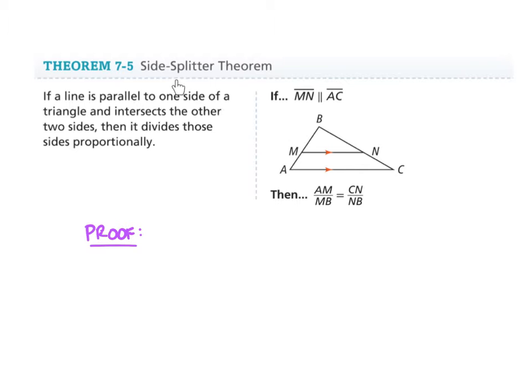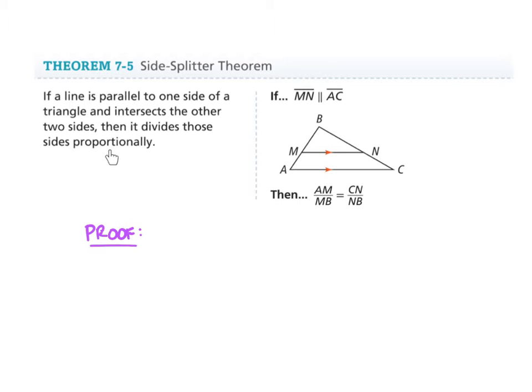It's just that it's kind of describing what's happening in the situation. What we're doing in the side splitter theorem is we're taking a line parallel to one side of a triangle and using that line to intersect the other two sides. So you can see we have segment MN, which is parallel to segment AC. We can see the mark showing that it's parallel, and it's intersecting the other two sides of my triangle ABC. When that happens, it's going to divide the two sides that it intersects proportionally. So segment AB and segment CB have been divided proportionally by segment MN.